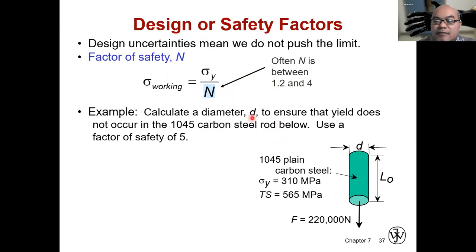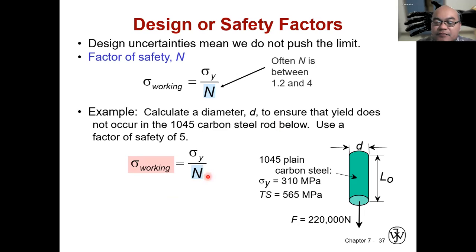For example, calculate a diameter D to ensure that yield does not occur in this 1045 carbon steel below. So it means it will not deform plastically or permanently. We use a factor of safety of 5. L0 is given. The type is given, 1045 plain carbon steel. Yield strength is known, 310 megapascal. Tensile strength is known, 565 megapascal. It is being pulled by 220,000 Newton. Now the question is, what is the diameter?